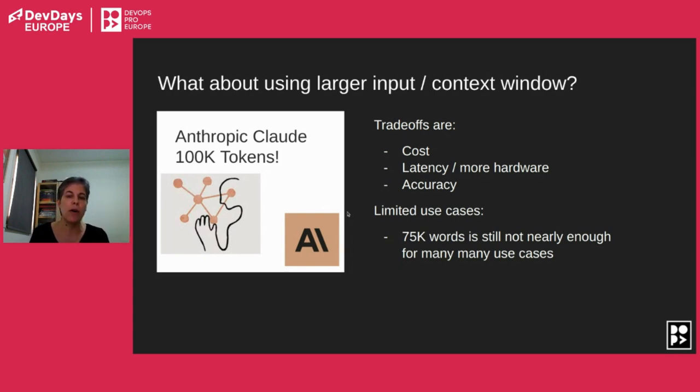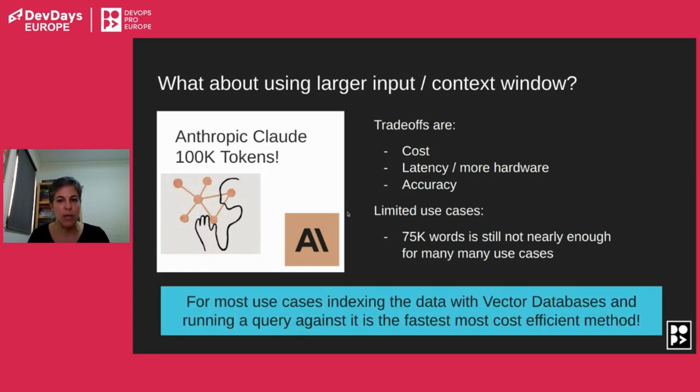So you either need more hardware or the API. It will be more hardware if it's open source on your own hardware or in AWS, let's say, in the cloud. It will cost more if you're using, let's say, an API from OpenAI. And the result will be more accurate if you use vector similarity search because you fed the most relevant chunks, okay, the most relevant segments of data. And as I said, 70,000 words is still not nearly enough for many, many use cases. So for most use cases, indexing the data with a vector database and running a query against it is the fastest and most cost-efficient method.